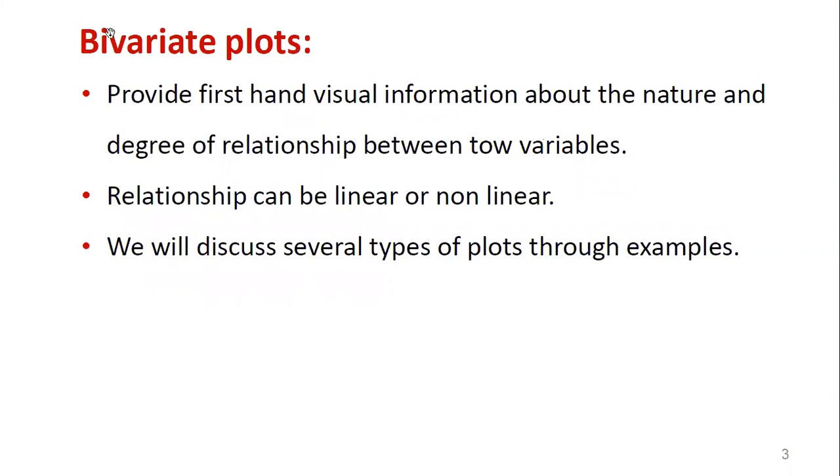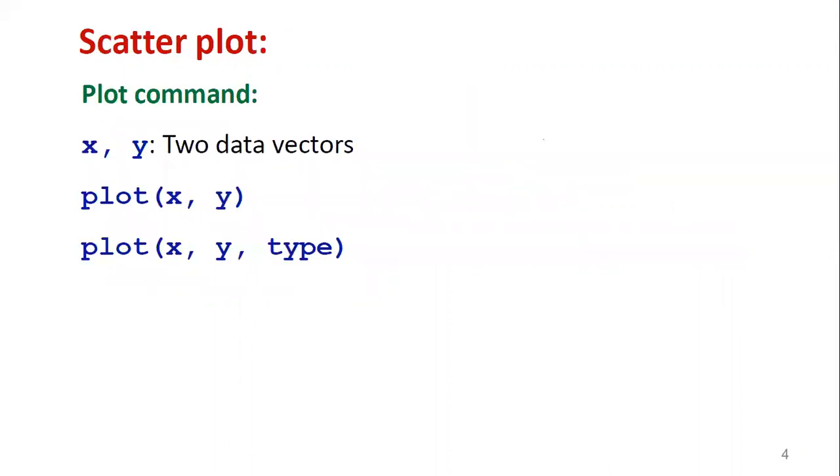First, let us see what a bivariate plot is. It provides first-hand visual information about the nature and degree of relationship between two variables. The relationship can be either linear or non-linear. We will discuss several types of bivariate plots through examples. So, coming to the scatter plot.